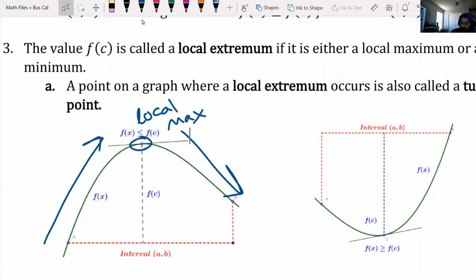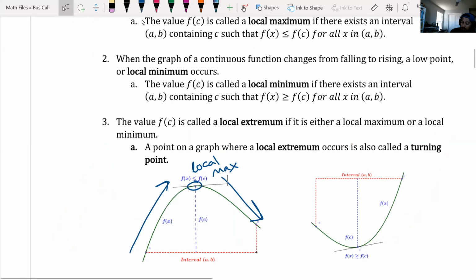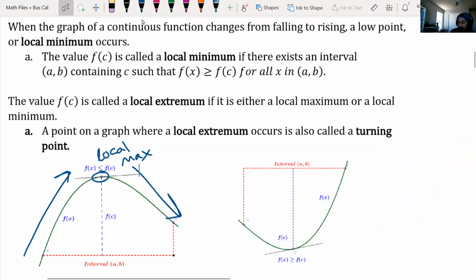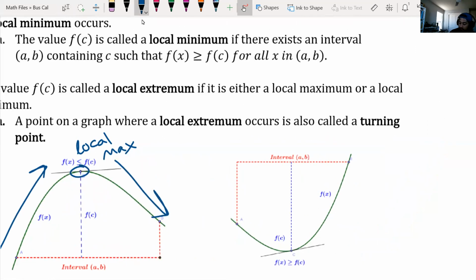Okay, that's number 1. Number 2 says when the graph of a function changes from falling to rising, a low point or a local minimum occurs. And that's going to be pictured, of course, on the second graph. So if our graph goes from falling to rising or decreasing to increasing, a local low point or a local minimum is created.